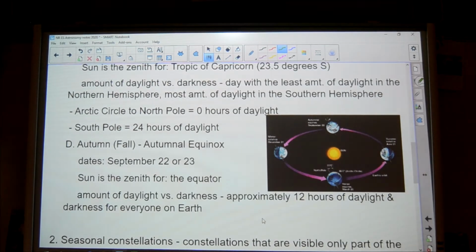All right, our last season we're going to talk about is autumn, or fall. This is the autumnal equinox. It's an equinox, as I said before. If you see equinox, we're thinking the sun is at the zenith at the equator. Equal day to darkness, so about 12 hours of daylight, 12 hours of darkness for everyone on the Earth. So let's look at the diagram.